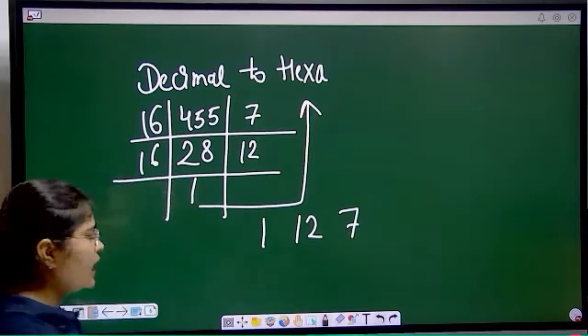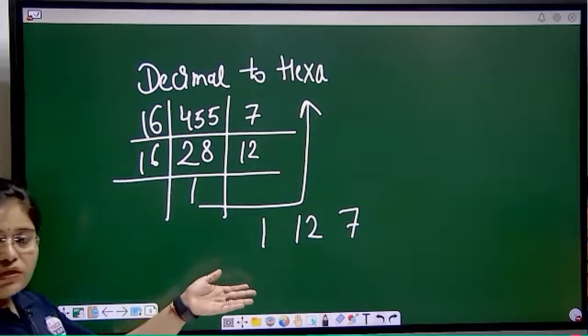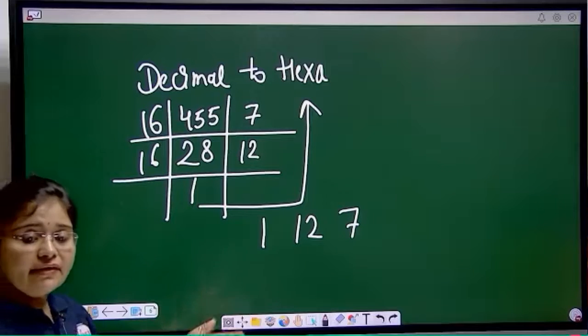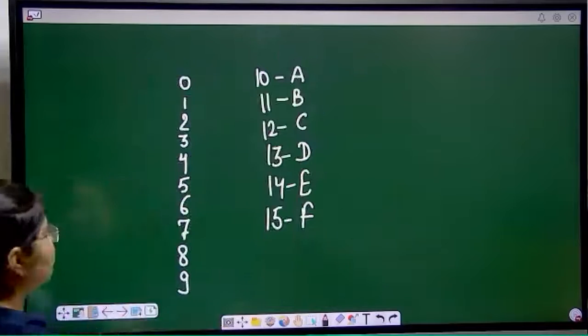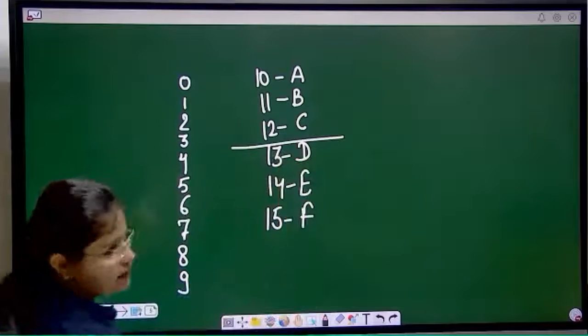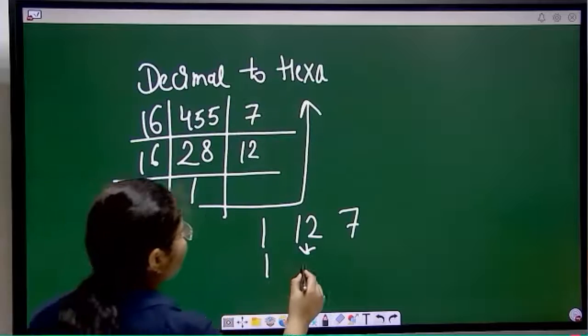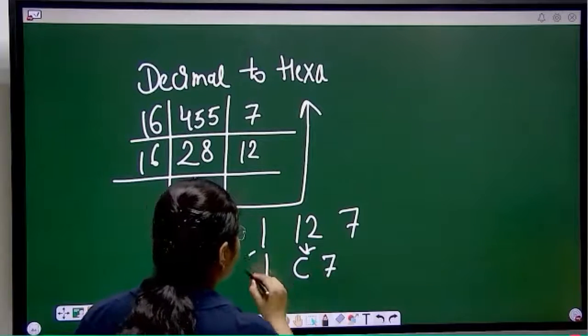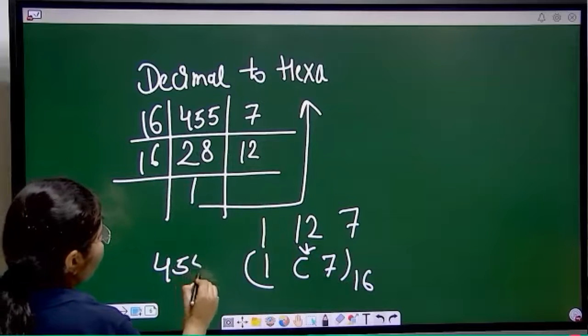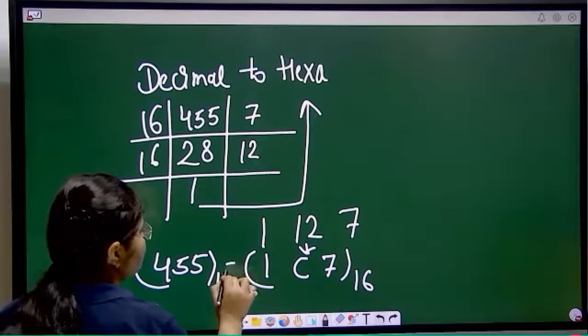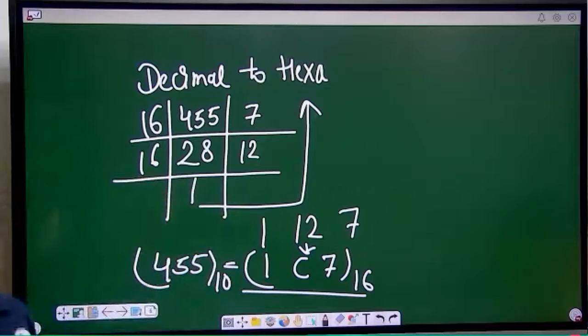Now you will say, ma'am, in hexa we represent only 0 to 9 and then we start taking letters. Yes. So you will write 1 and 12 we represent with what? We represent with C. Okay, so we will write here 1, C and 7. So this is your answer. So you can write in this way 455 decimal and this is your hexadecimal number system value. Is it clear? So in this way you can convert decimal to hexadecimal number system.